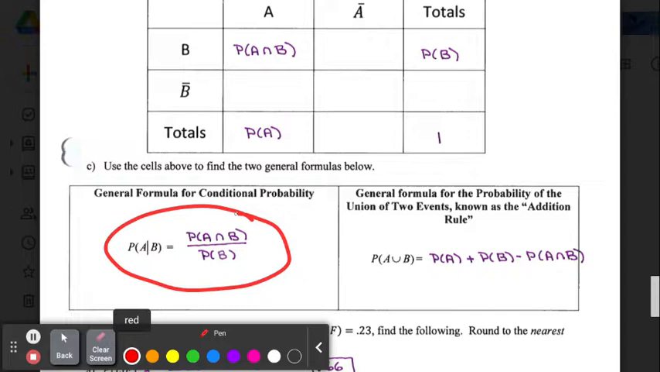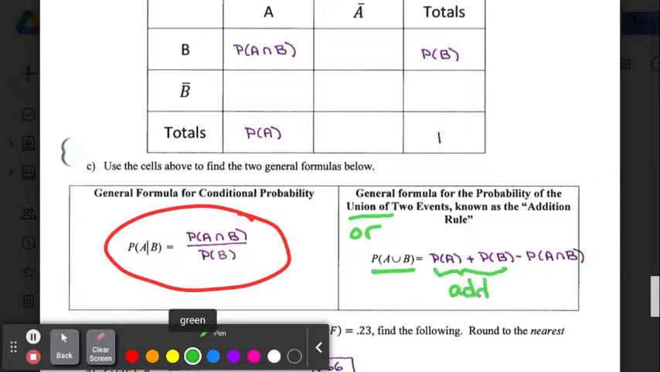Now we also have over here the general formula for the probability of union. So it's an OR problem. If you have the probability of one event or another event, you add them up and then you subtract the duplicates, you subtract the both. That's because the intersection falls into both categories, so you don't want to double dip on that one.